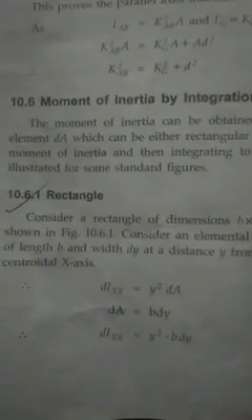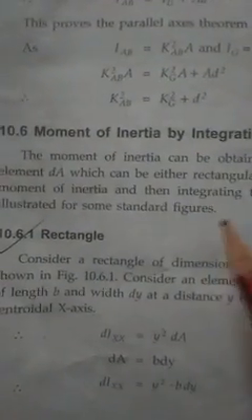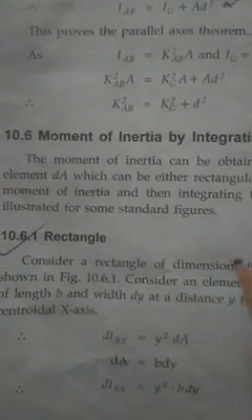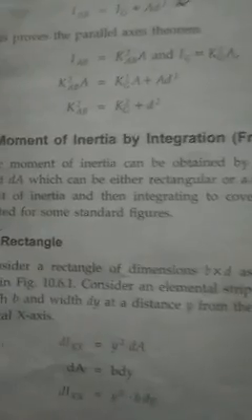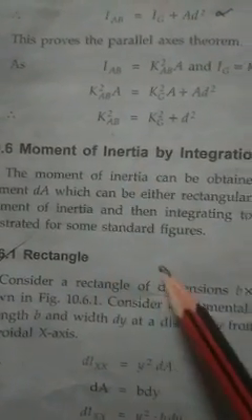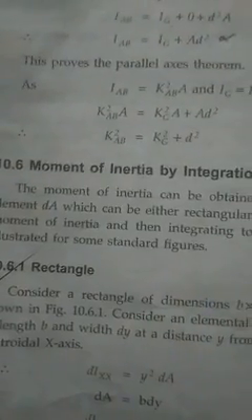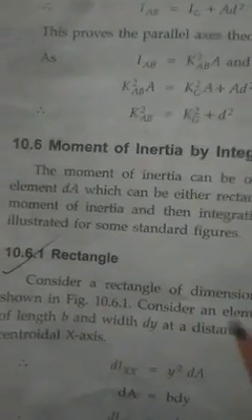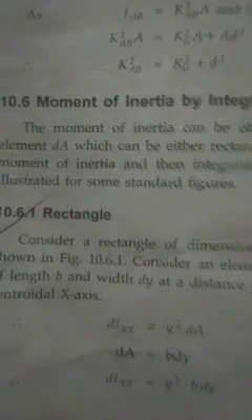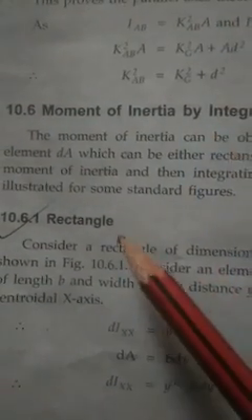Next is the moment of inertia by integration from first principles, which we have to determine. Just as you have formulas for the centroid of the rectangle, triangle, circle, chord, and quadrant, you have to find the moment of inertia for the rectangle, triangle, circular chord, quadrant, and all. For that, each has to be determined. So we'll find the moment of inertia of the rectangle.